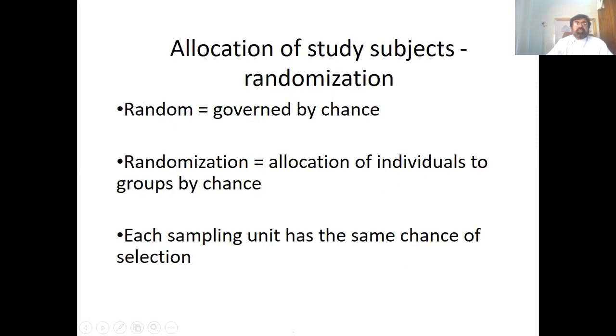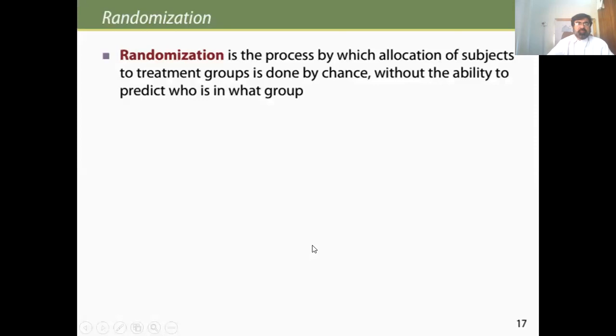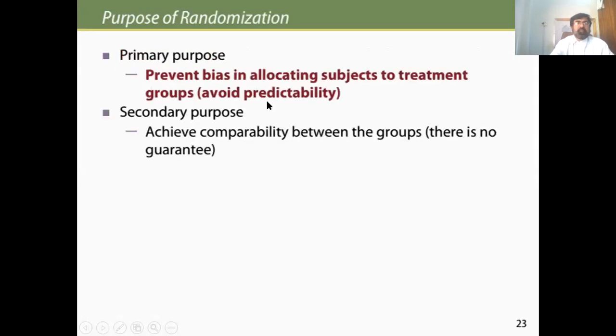Allocation of study subjects by randomization: random, governed by chance. All individuals have an equal chance of being selected in the control and in the cases, the intervention group. Randomization is the allocation of individuals to groups by chance. Each sampling unit has the same chance of selection. Randomization is the process by which allocation of subjects to treatment groups is done by chance, without the ability to predict who is in what group. The primary purpose of randomization is to prevent bias in allocating subjects to treatment groups and avoid predictability of who will be in what group. The secondary purpose is to achieve comparability between the groups, though there is no guarantee.